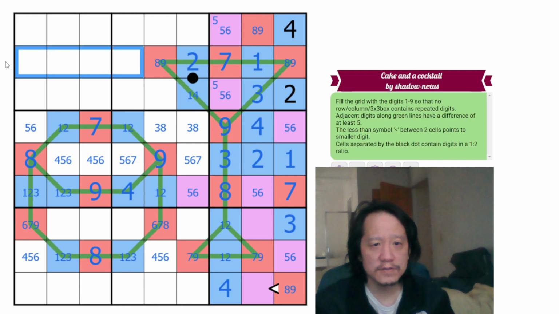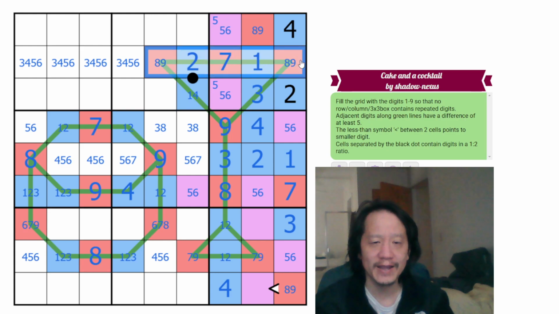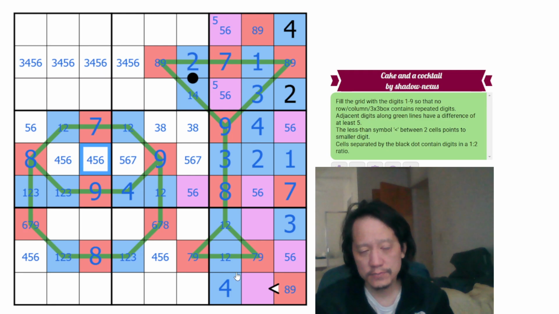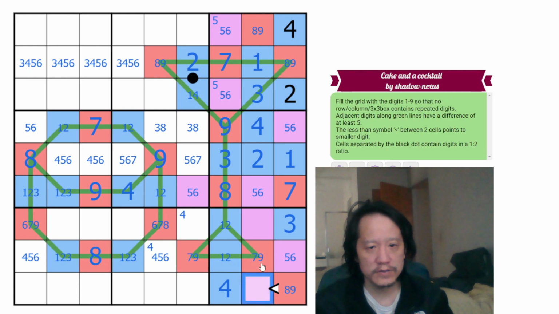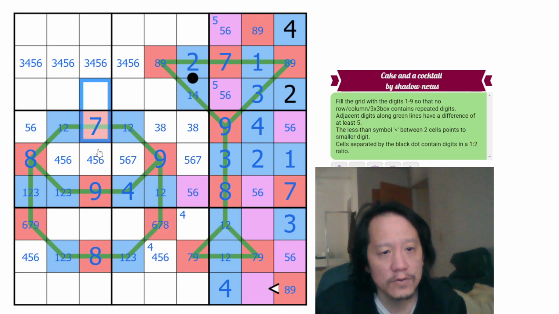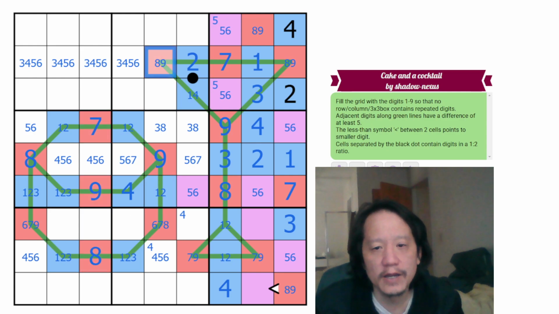The rest of this row has to be specifically 3, 4, 5, 6, because we have 1, 2, 7, 8, and 9 already accounted for. It's 3, 4, 5, 6. This cannot be 4. So the 4 is one of these two. This can't be 9 because of this 9, so therefore this is 8, which forces this to be 9, which forces this to be 8.